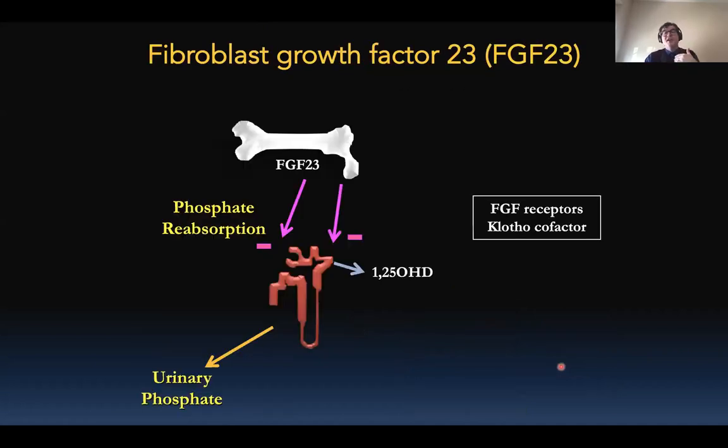Now, what does that do? High FGF23 levels downregulate renal phosphate reabsorption so that more phosphate goes out in the urine. It also downregulates 125D activation, and so that's the mechanism whereby we fail to increase 125D in response to the low phosphate in this condition.